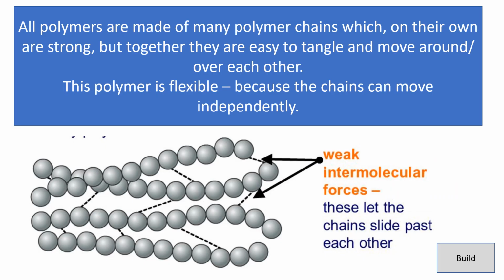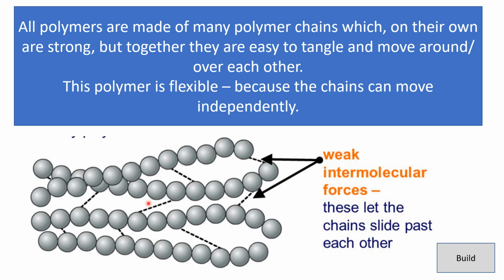Okay, so we've already spoken about polymers being made of these long repeating units, these long chains, and they are connected together with strong covalent bonds. So each chain in and of itself is a strong chain and would require a lot of energy to break. But between them, there's not a lot of attraction, so they can easily get tangled up and move around each other. And this makes a polymer very flexible because the chains can move independently of each other.